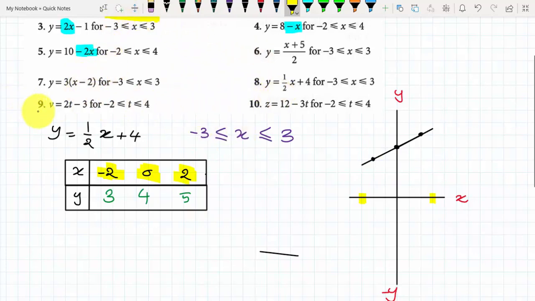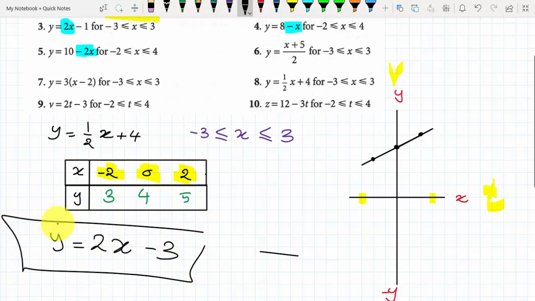Then question 8 done. Question 9 is your task. This time, instead of using x and y, the question used v and t. It's fine. V is outside, so the vertical line on the xy axis will be v, and t is inside the equation, so the horizontal will be t. This is the only difference between them. Or you can rewrite the problem in x and y, like y equals 2t means 2x minus 3. That gives the exact same graph as question 9. Do this one on your own.